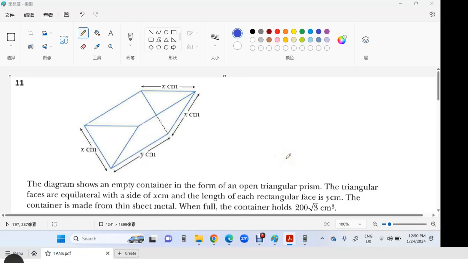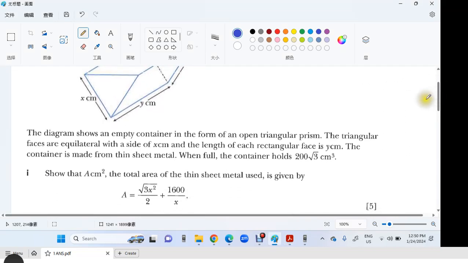The diagram shows an empty container in the form of an open triangular prism. The triangular faces are equilateral with side x cm, and the length of each rectangular face is y cm. The container is made from thin sheet metal. When full, the container holds 200 square root 3 cm cubed of water.